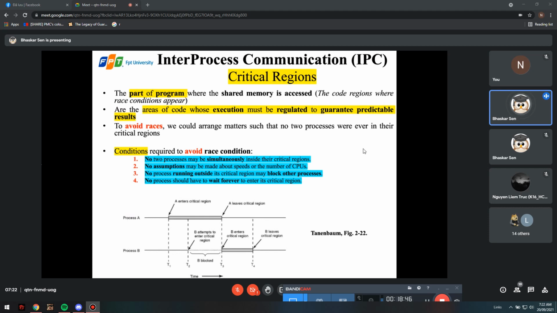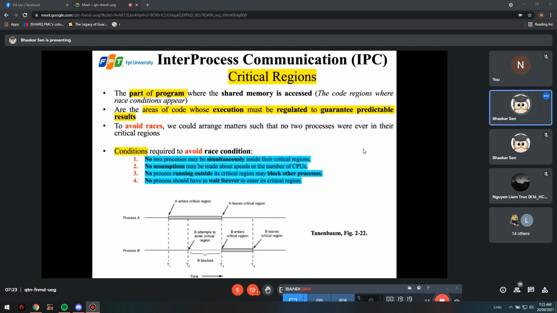Now that we understand critical region, let's look at these four important conditions that are needed to avoid a deadlock. Okay, what is that? First, no two processes should be in their critical region at the same point of time. I think we already explained it, right? Now we move on to the next one. What's the next one?